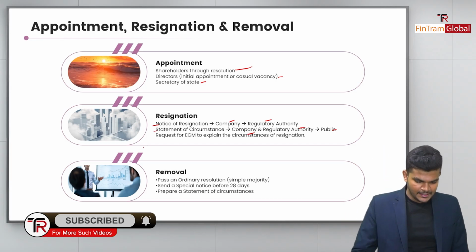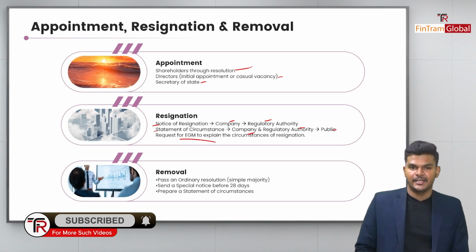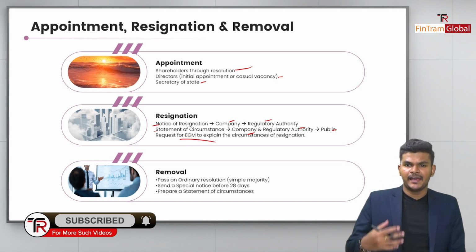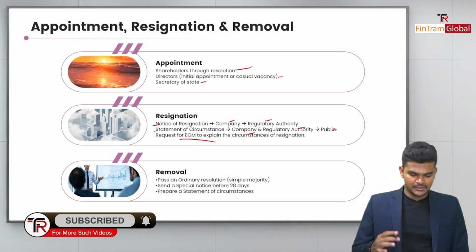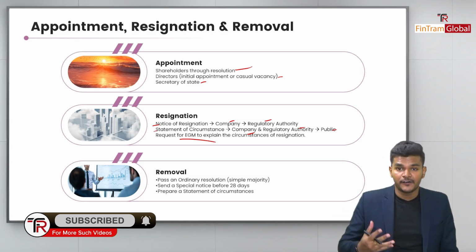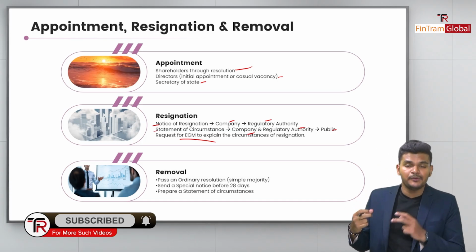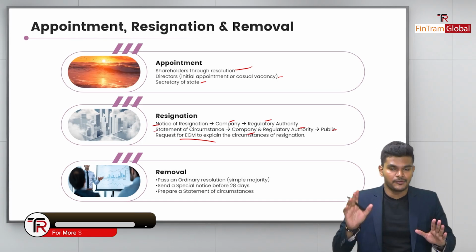Okay, folks, so remember that. And then the request for EGM. Okay, folks, we had the request for an EGM, an extraordinary general meeting, where we explain the circumstances of resignation. Okay, folks, so that's basically how you resign as an audit firm. We're not talking about how an auditor is resigned. We're talking about how an audit firm is resigned. Okay, folks, so remember that.